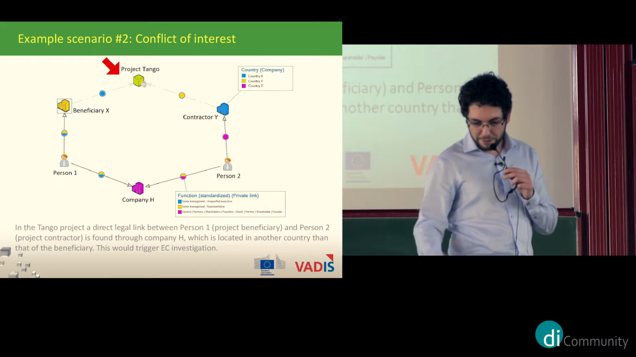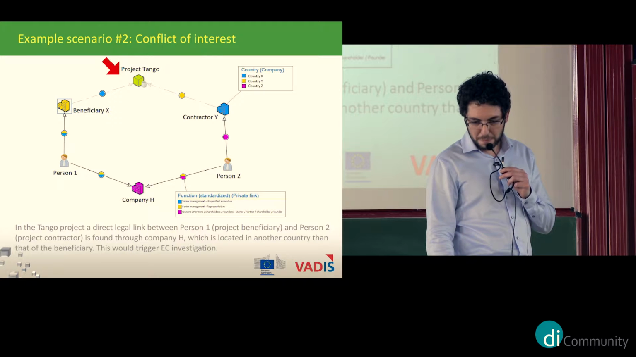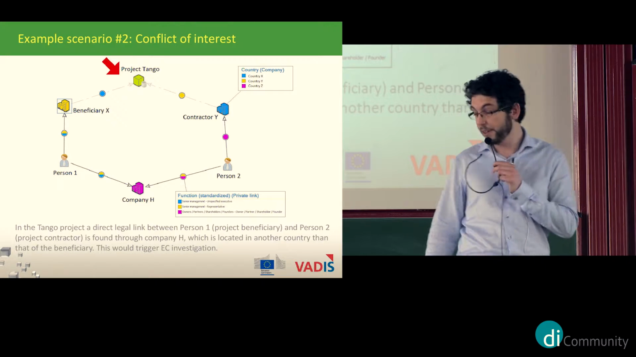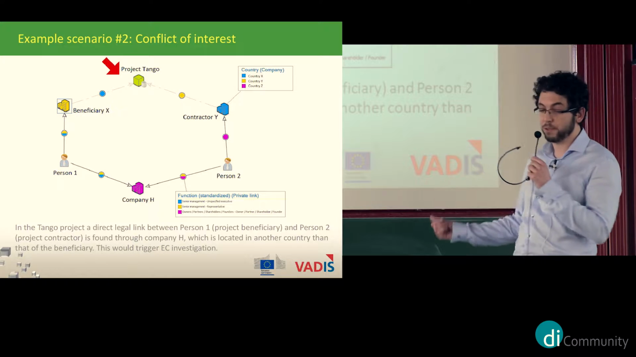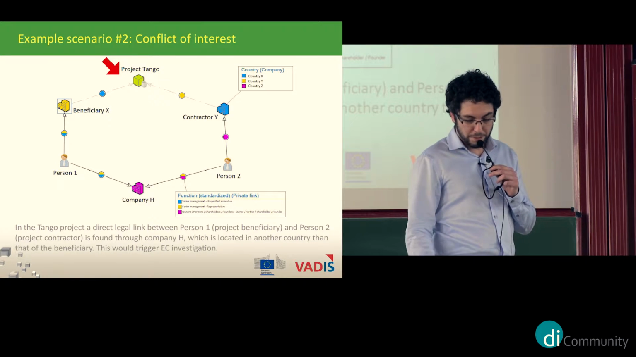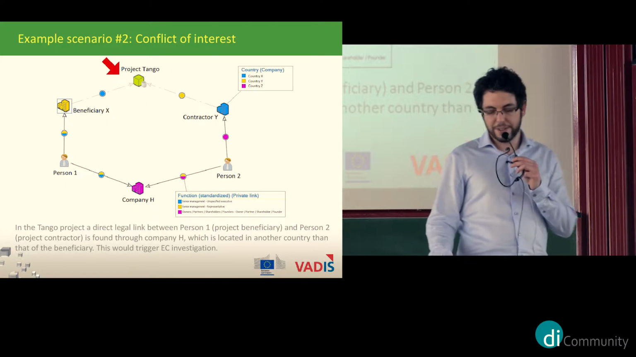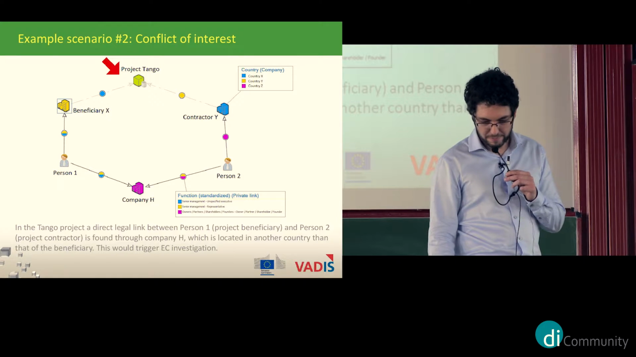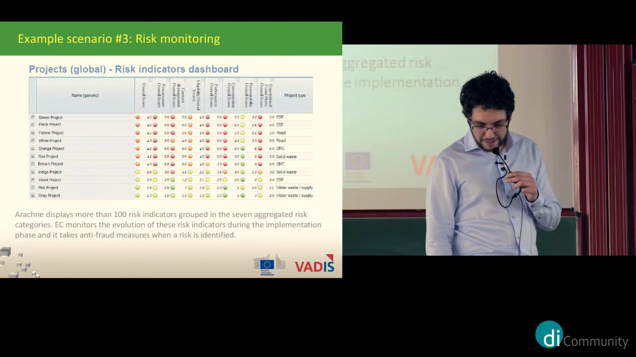So in this graph, you can see that person 1, for instance, is connected to person 2 through the company H, which is located in another country. So this raises, of course, an alert. And the people at the European Commission will just go there and check if everything is regular and done according to the law.